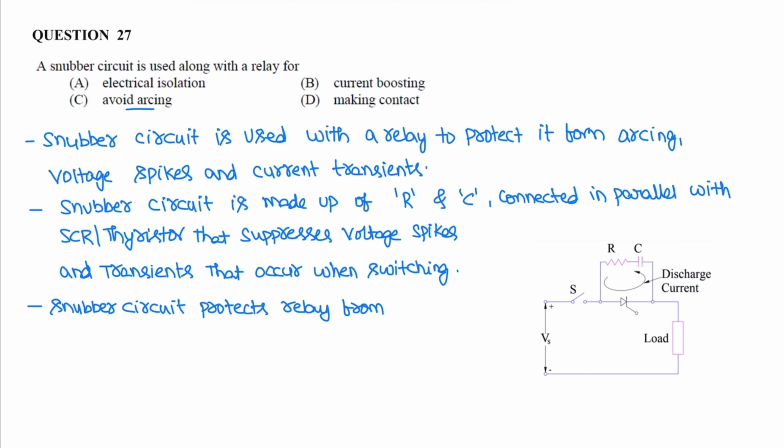So this is an RC combination. It is connected in parallel with the SCR or thyristor. Next, this snubber circuit protects the relay from faulty ignition, from arcing and fusing, and from spurious triggerings.